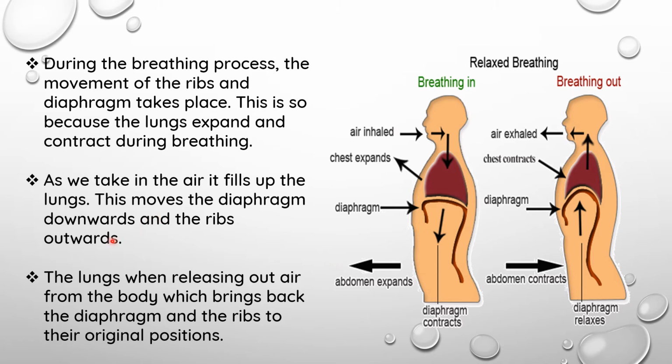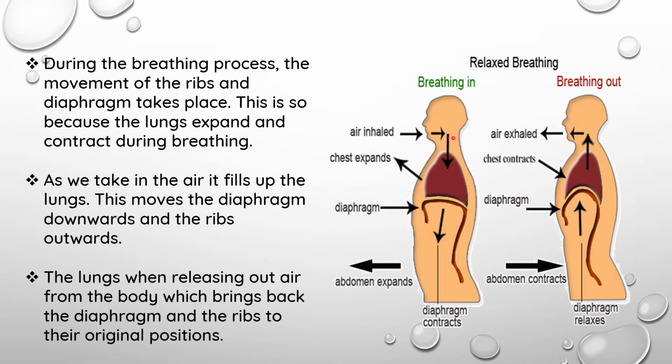As we take in the air, it fills up the lungs. This moves the diaphragm downwards and the ribs outwards. When the lungs release air out of the body, the diaphragm and the ribs return to their original positions. So when you are doing this breathing, two processes are there: inhalation and exhalation. Inhalation means breathing in. So you can feel these things in your body.